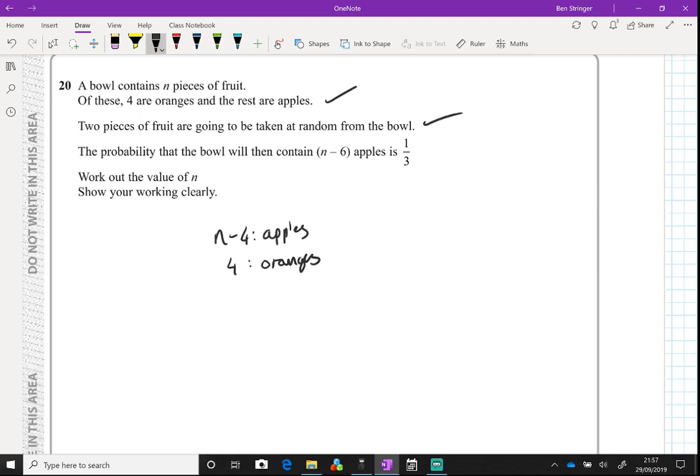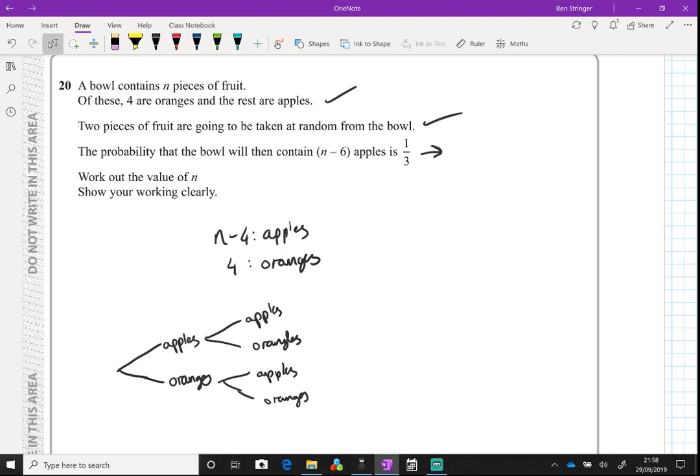The probability that the bowl will then contain n minus 6 apples, so that means you've taken 1 apple to get it to n minus 5, and then you've taken another apple to get it to n minus 6, so this is the probability of getting 2 apples in a row is a third. Okay, work out the value of x. Well, let's go for apples, oranges, apples, oranges. We don't really need to go down the oranges. Apples, oranges. You don't need to go down this branch. We're only interested actually in getting an apple then an apple here along there.